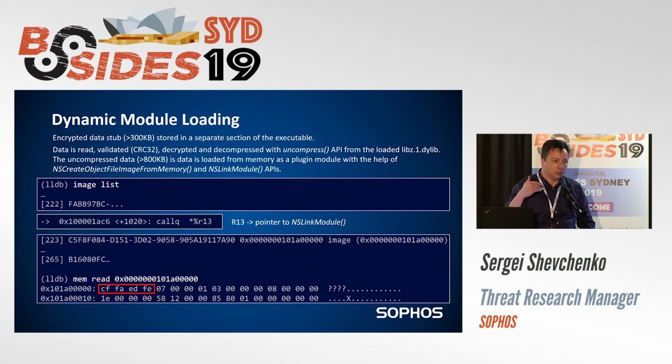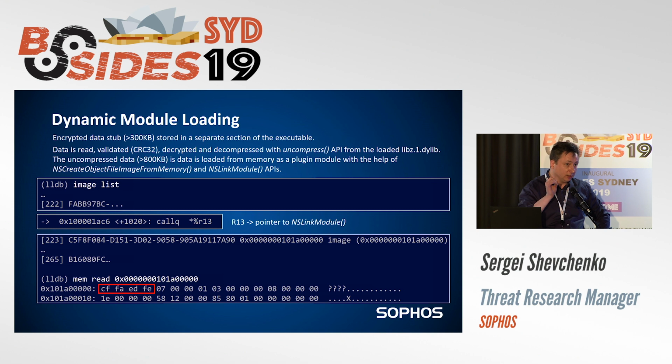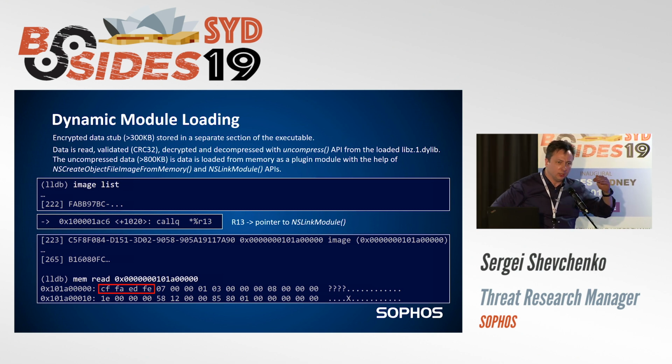And right here, the built-in debugger in IDA is not up to the job. So you need a more precise debugger like LLDB that gives you surgical precision and full control of what you're doing. Right now I'm running the image list command in LLDB, and it lists 222 different modules loaded into the address space. And right here you can see in the middle there's a call queue R13. This is where the call is made into the NSLinkModule function.